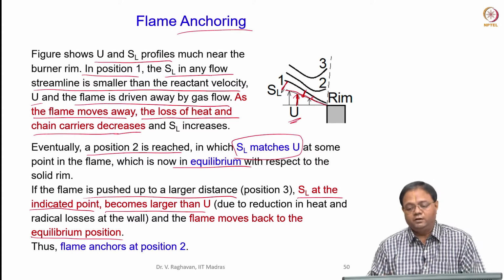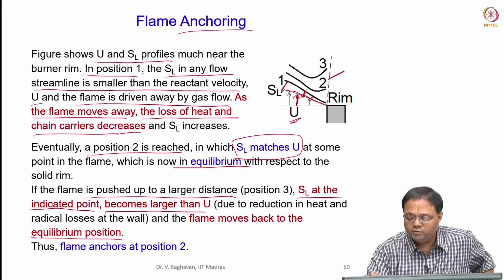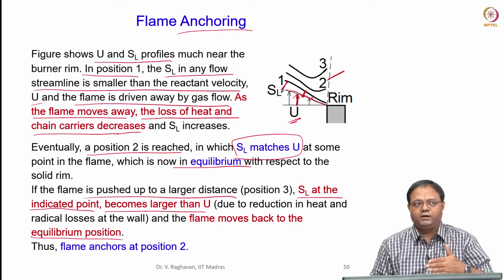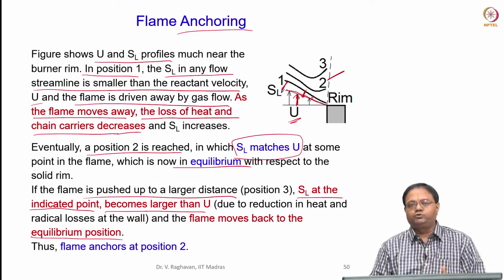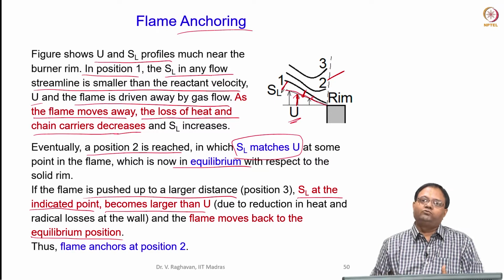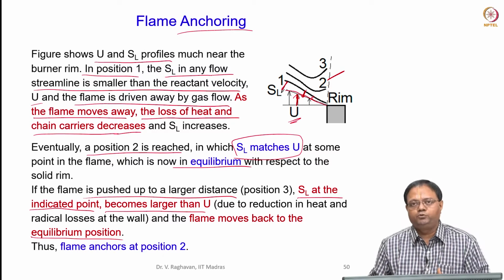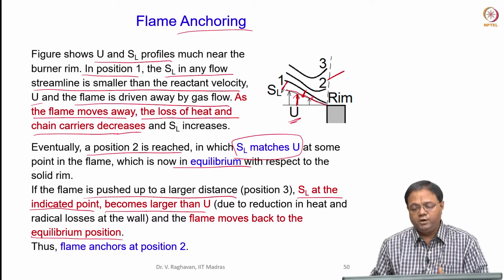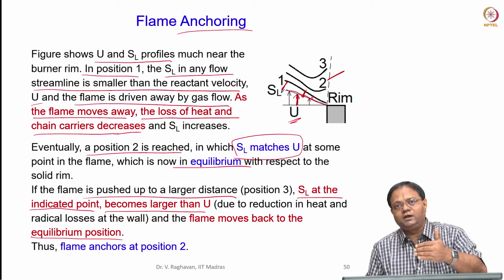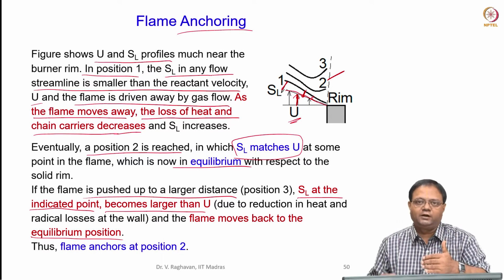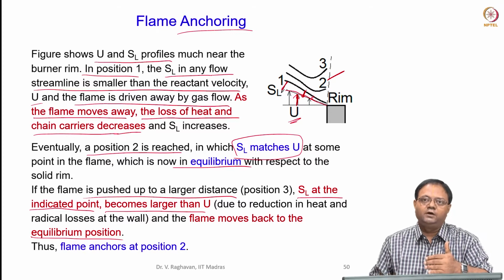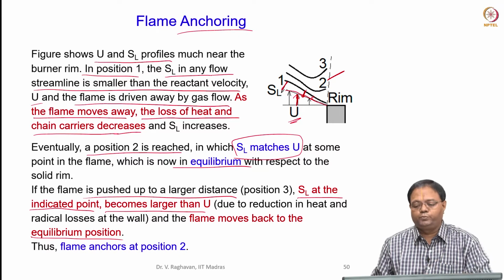So 2 is the equilibrium position. From that if you decrease the velocity it may go to position 1 where the SL will decrease due to the increase in the heat loss and radicals, then due to mismatch between U and SL it will again go to position 2, which is the equilibrium position. When it is lifted off to position 3, again due to the reduction in the radical and heat losses, SL will increase and now try to come down to position 2.